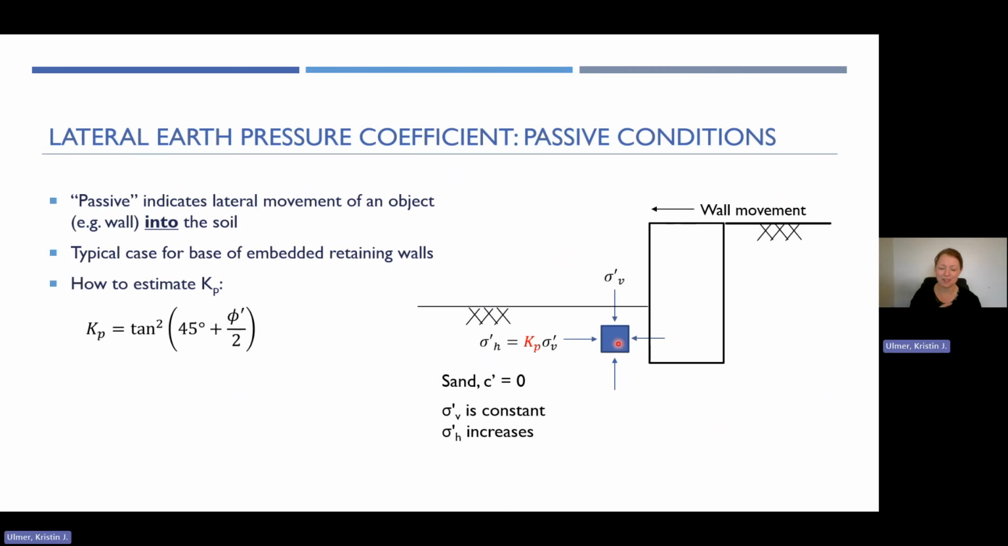Very similar to the equation I showed for active conditions. The difference here is the plus sign in the middle. And how do you get to this? Again, very similar situation to before, only now your vertical stresses will stay constant, but your sigma prime H will increase, right? Because you have this wall moving into the soil rather than moving away.